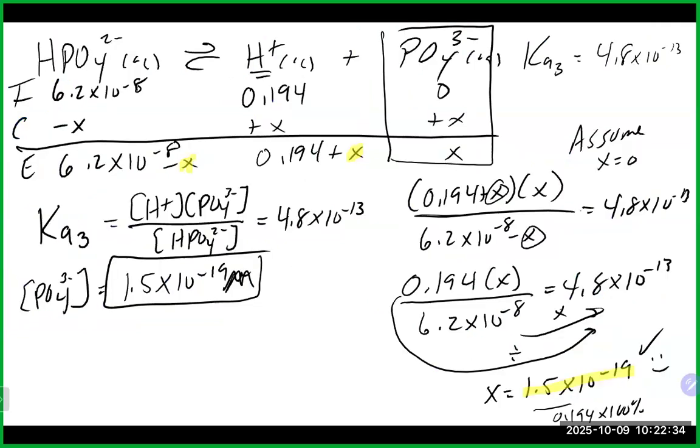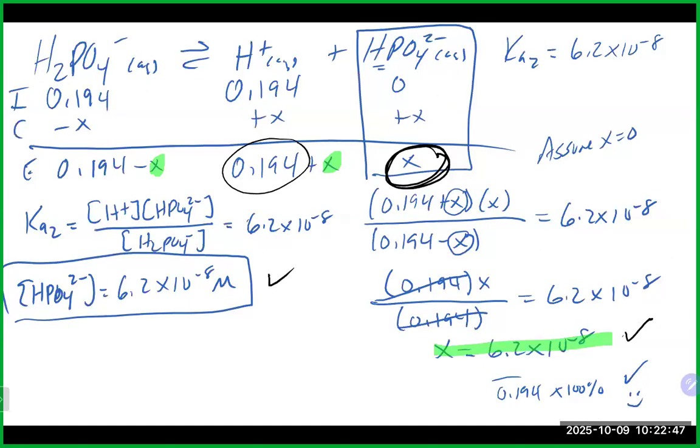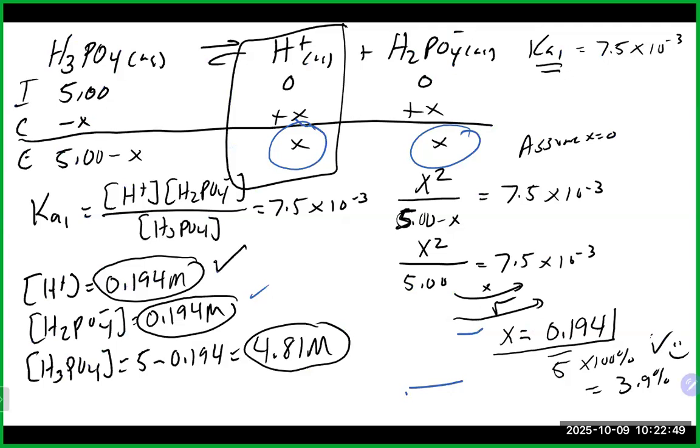It gets even harder when we get to the third one, because now we're only dropping off 1.5 times 10 to the minus 19. Barely anything, right? Super hard to get that third hydrogen to pop off. So what we see here is the majority of the hydrogen did come off in the first step.